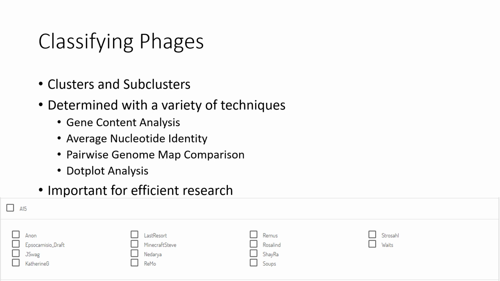At the bottom is an example of a list of phages that all belong to the A15 subcluster that can be found on Phamerator, which is a program that can be used to identify phages and also compare them and look at differences in their genomes.